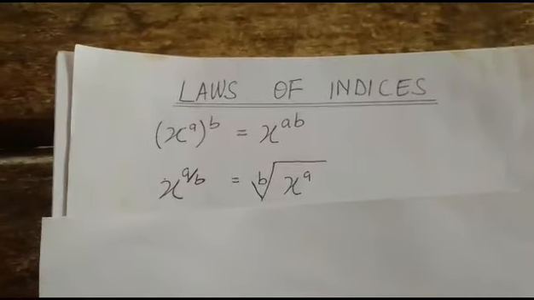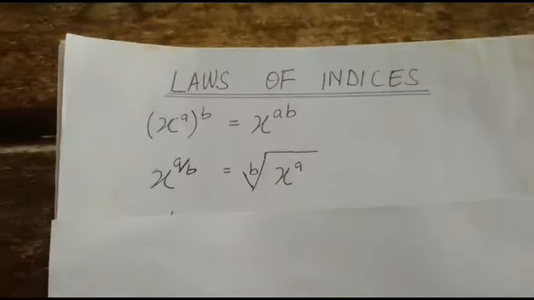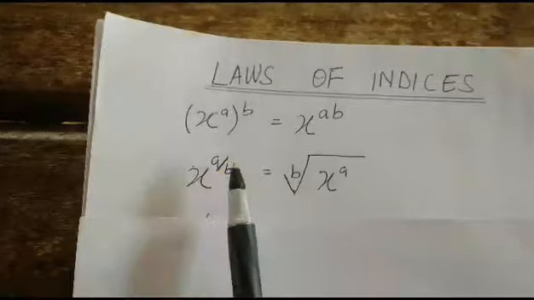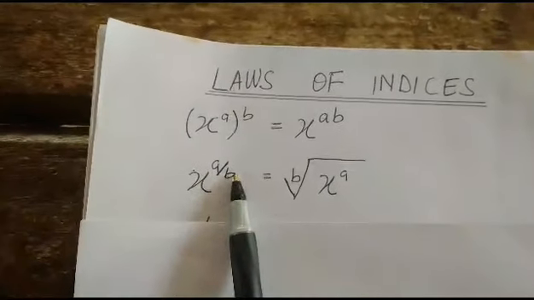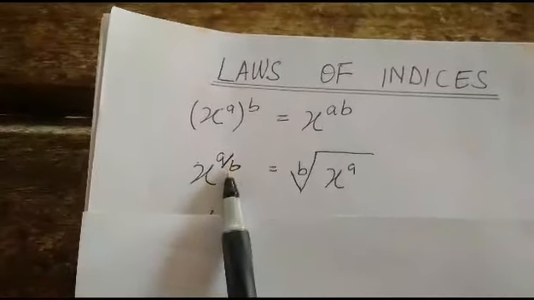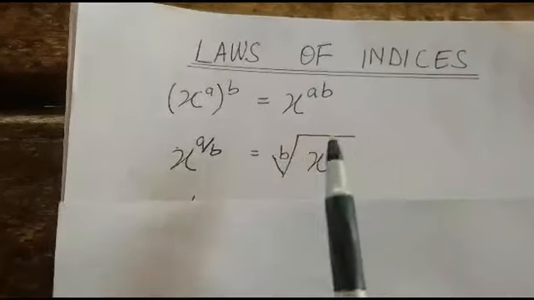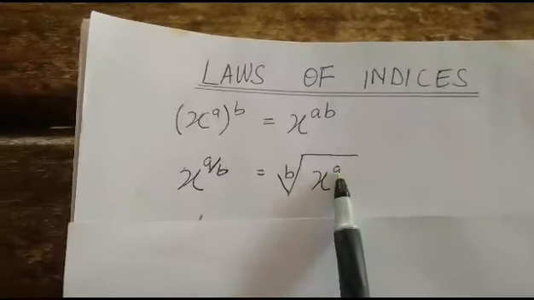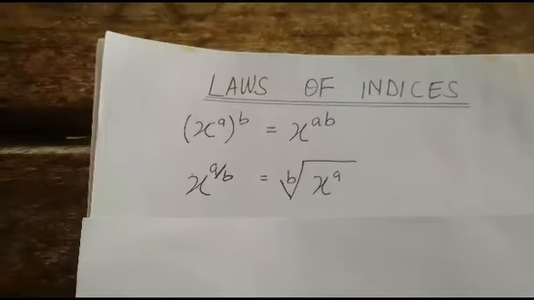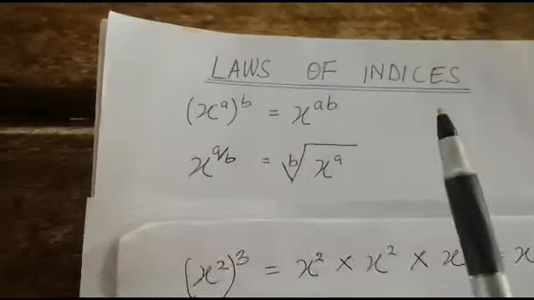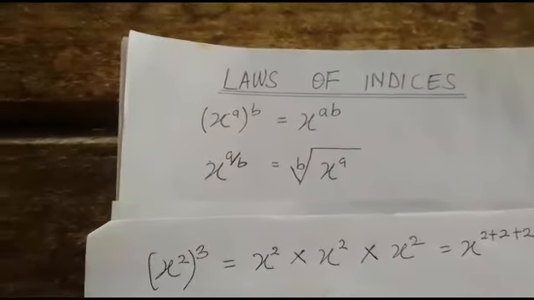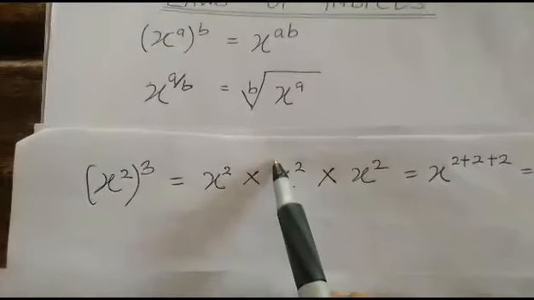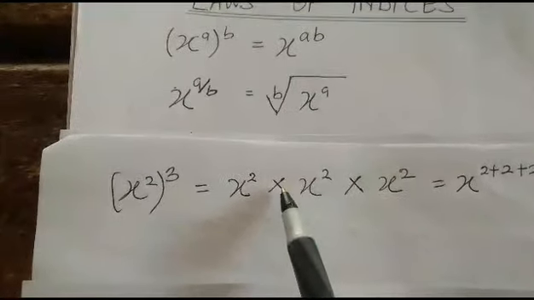Also, if the power of the constant number is a fraction, the denominator of the fraction, which is this b, is now used to find the root, while the numerator is now used to find the power. So now let's apply this law. But before we apply it, let us use this, which is the reason why we said that indices give you a shorter way to solve mathematical problems.